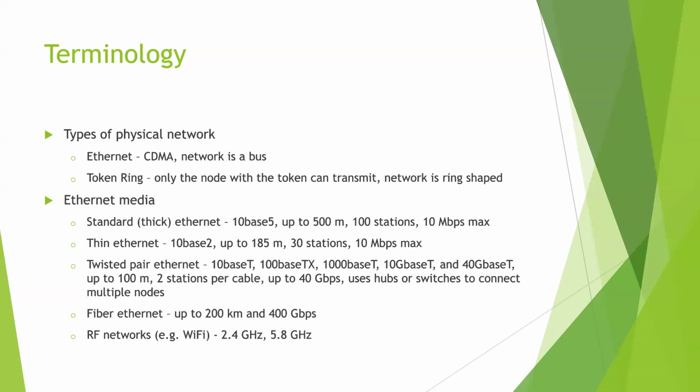And there's also fiber Ethernet, which is running Ethernet protocols over fiber. We talked briefly about FDDI as being a fiber token ring type network. Fiber Ethernet is basically running Ethernet protocols on glass with lasers, and your fiber can be up to 200 kilometers long and run up to 400 gigabits per second. It's amazing. Way more than that.